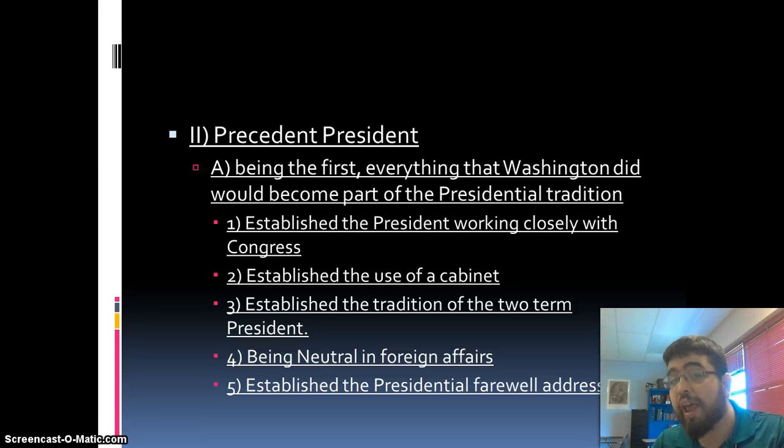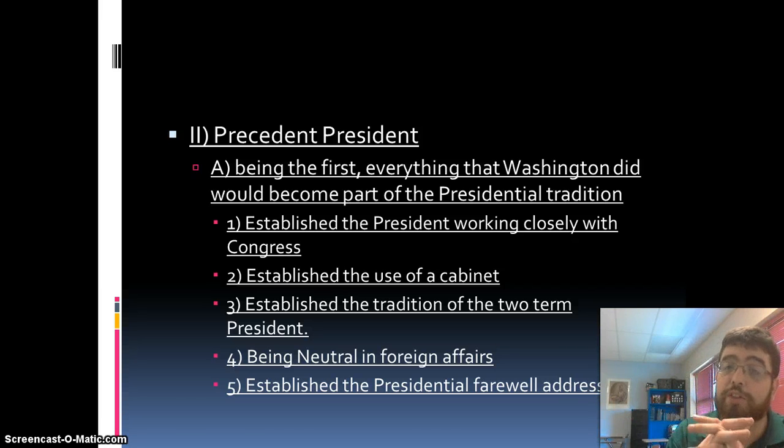So the executive and the legislative branch are going to work closely together to make laws and enforcement policies that will work for the nation. He also established the use of the cabinet, the tradition of a two-term presidency that was only broken once by Franklin Delano Roosevelt, being neutral in foreign affairs, the idea that the United States should not get ourselves entangled, and the idea of the presidential farewell address, which we will read in class.